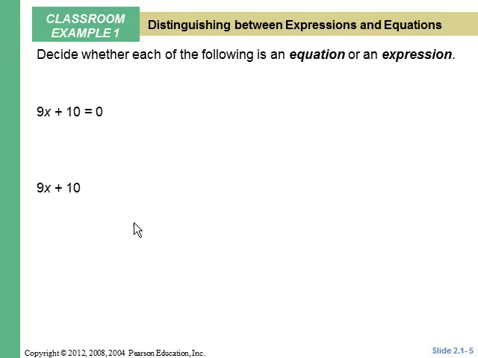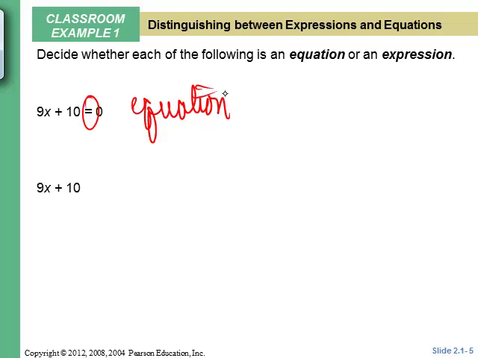So, pretty simple here. Decide whether something is an equation or an expression. In this case, it's an equation because it's got an equal sign. Pretty simple, right? Once you know what to look for, you know what you're going to do. This is an expression because it doesn't have an equal sign.